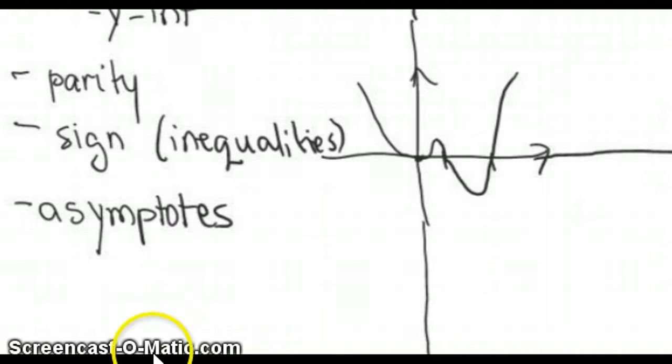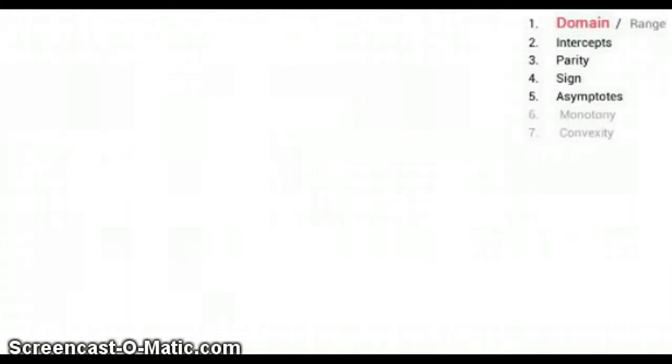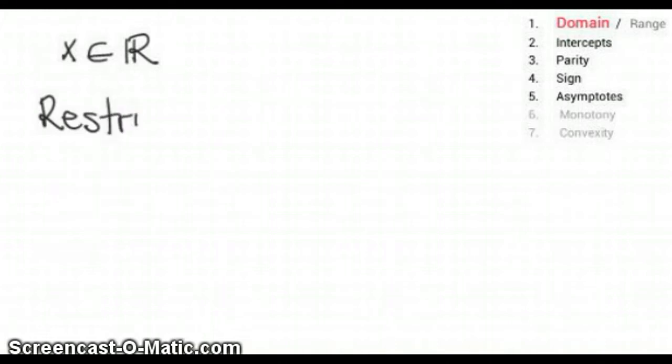So let's get into more details with each one of them. So the first one is the domain. Domain usually is the set of all real numbers. So usually you would have x belongs to the set of real numbers. But sometimes there are some restrictions that can apply. Restrictions that are specific to some functions, or restrictions that are due to the context of the problem.